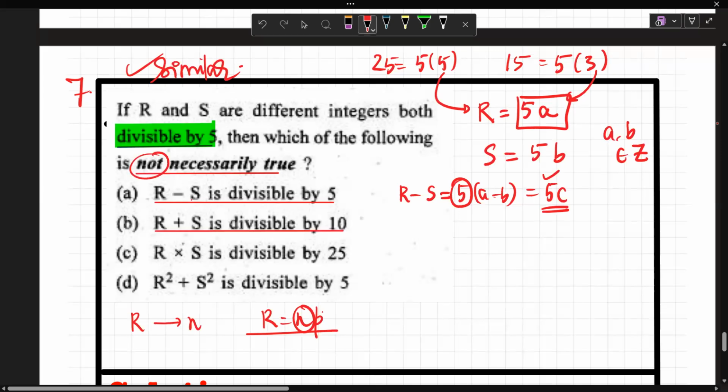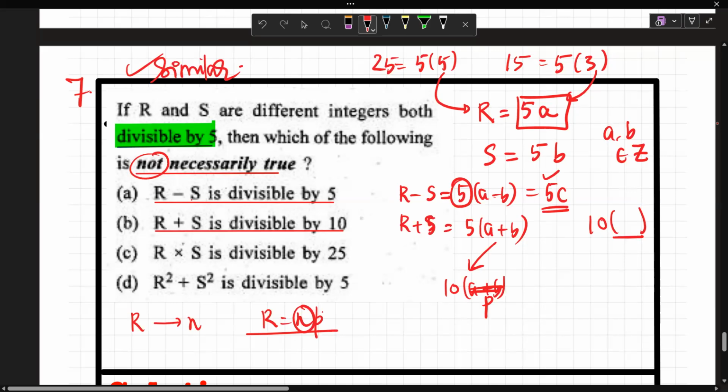R plus S is divisible by 10. Now, if you do R plus S, what will it be? It will be 5 times A plus B. Can you say it is divisible by 10? Because I need a factor of 10 into something. Then only it is divisible by 10. But here, R plus S is 5 into A plus B. That means this can be divisible by 10 only if it can be represented in terms of 10 into A plus B or 10 into P.